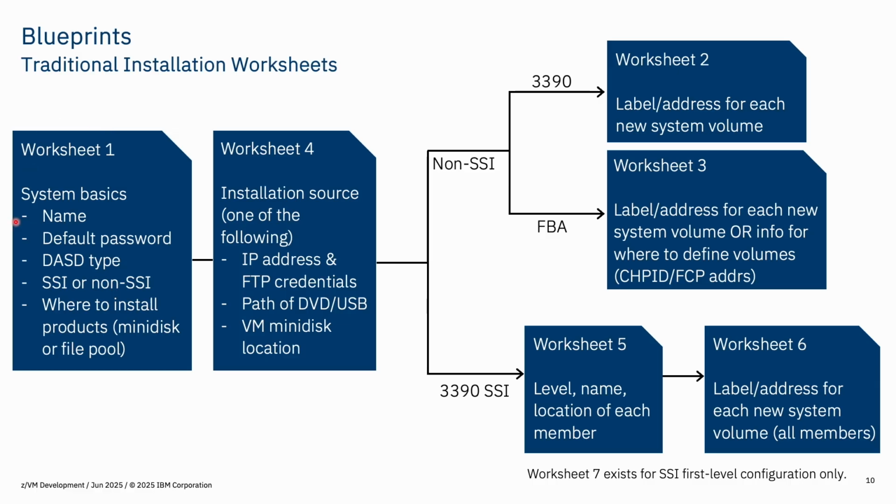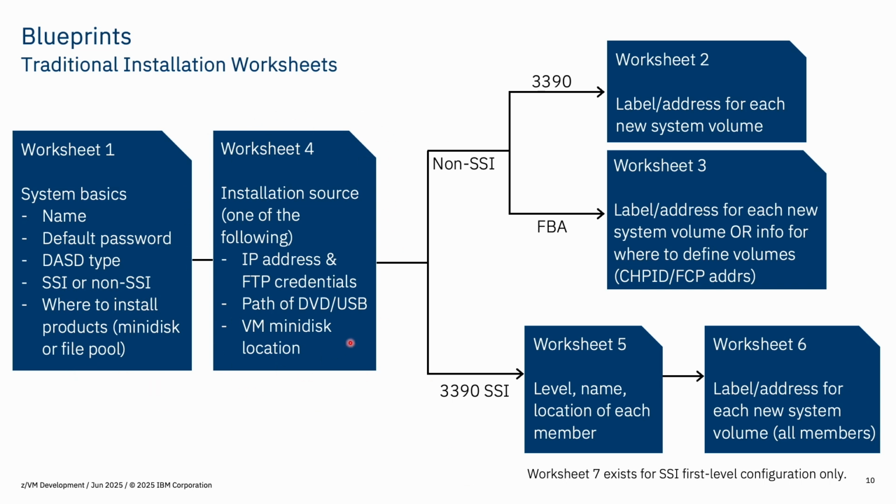So first you'll need system basics. Your system needs a name and a default password, you'll need to identify your DASD type, in this case it'll be 3390, and then in our example it's non-SSI, and where to install some of those pre-installed licensed products. Then you'll need to choose your installation source.